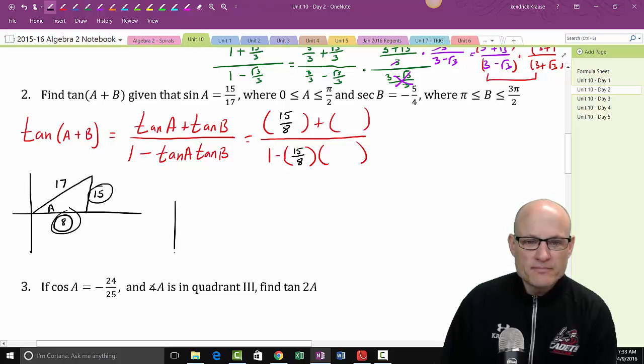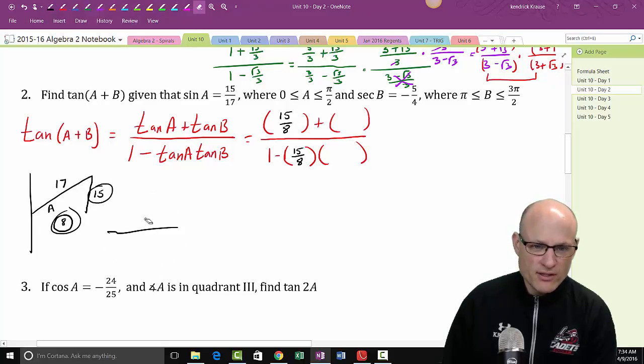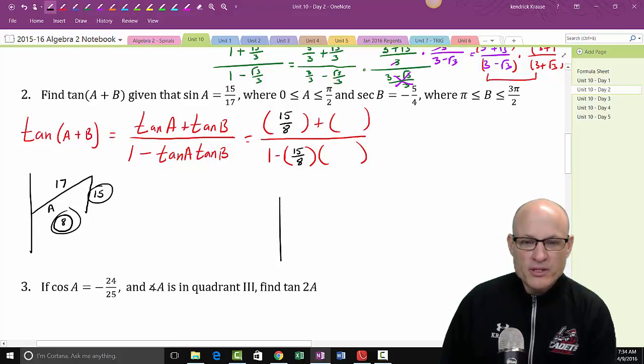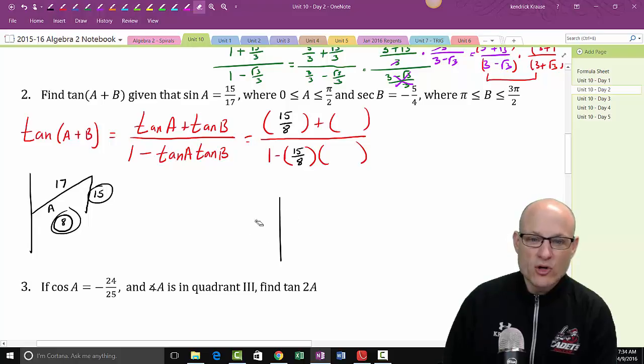Now let's do B. B is in the third quadrant. Not sure why that happened. Come on, why can't I erase that? Yeah, it's a magic line. B, oh my gosh, now it just goes.